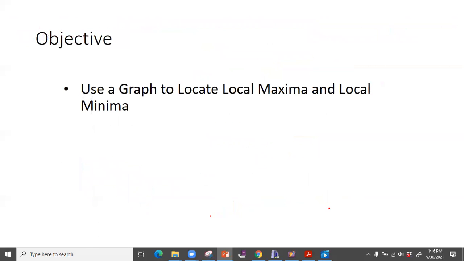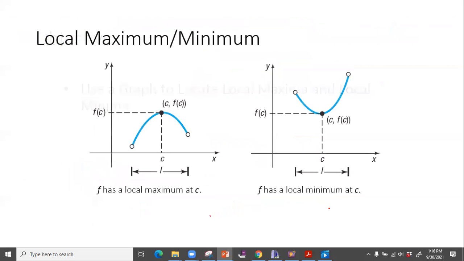All right. So now we're going to go on to local maximum and local minimum. A local maximum is when your graph increases, then it decreases. So we increase and then we decrease. That makes a local max. A local minimum is when you are decreasing and then you are increasing, and that makes it a local minimum.